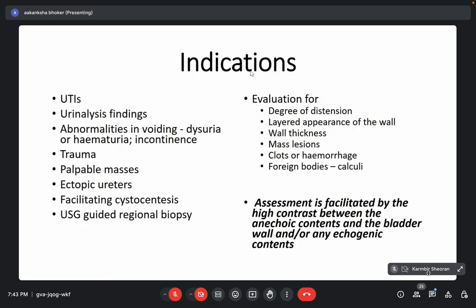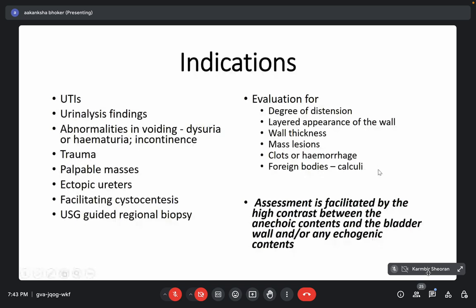So the indications: whenever we suspect UTIs associated with abnormality in voiding, or we have found some abnormal urine analysis finding, or there is a history of recent trauma and we may suspect a ruptured bladder, or there may be masses and we suspect neoplasm, for diagnosing ectopic ureter, or for performing cystocentesis and taking biopsy, we perform the sonographic examination of the bladder, wherein we look at the degree of distension, appearance of the wall, its thickness, any mass lesions, presence of clots or hemorrhage, or any foreign body.